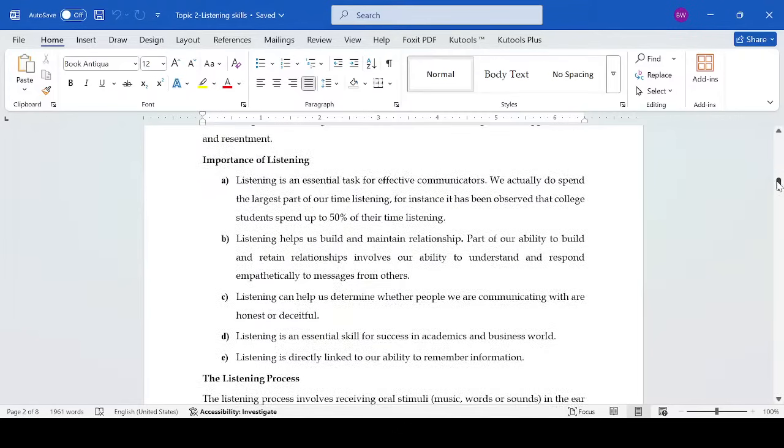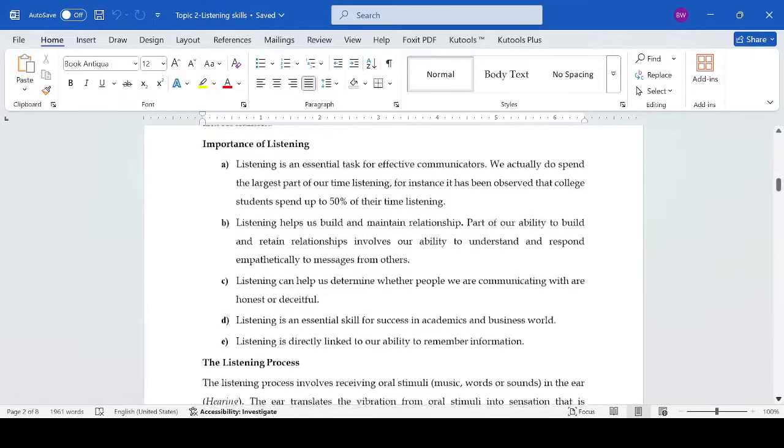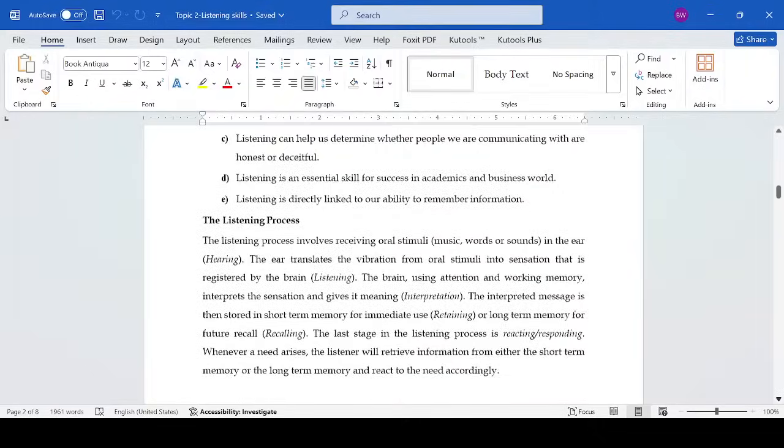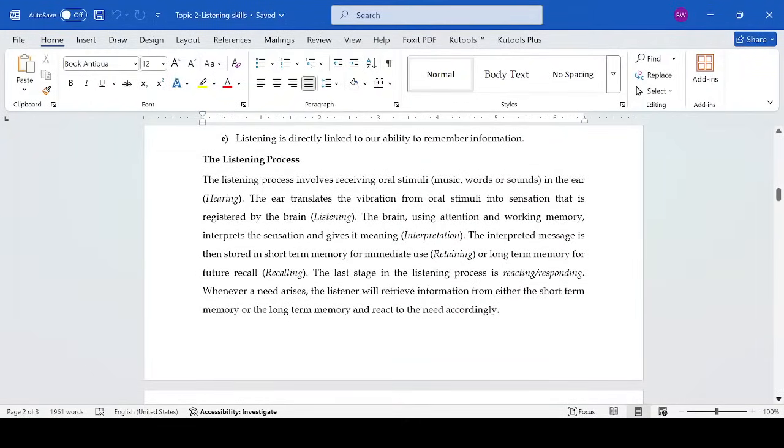We had just looked at the importance of listening. Now we want to look at the process of listening. How do you listen? So we're saying you begin with hearing. There's some sound to your ears. Then this sound is interpreted by the brain. Then it is stored in the short-term memory for immediate use, or it can be stored in the long-term memory for future recall. All this is something you do without thinking. It is the way God programmed you.